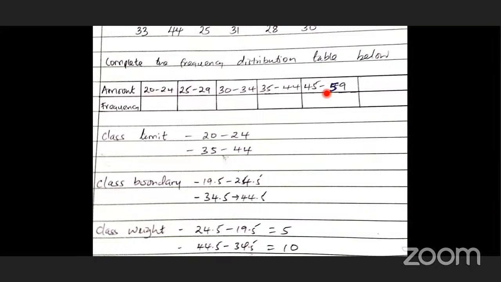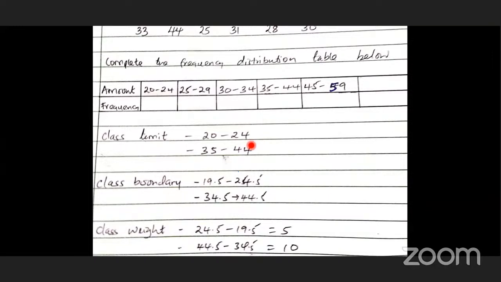So now the question is, what is the upper class boundary for that class? 59.5. We subtract the lower class boundary for the same class. What is the lower class boundary? 44.5.